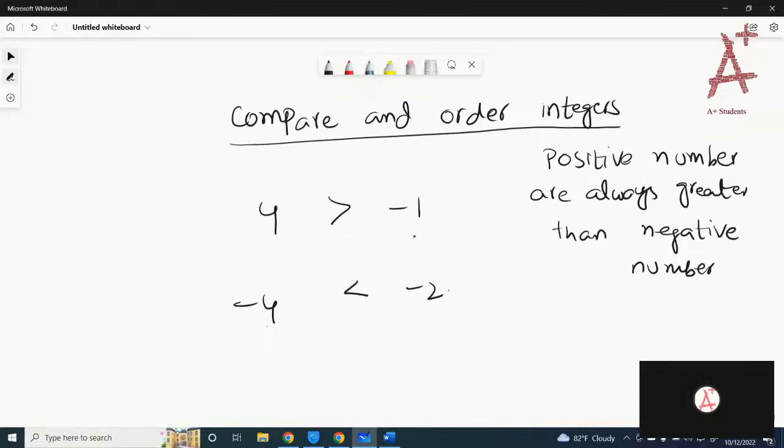Got it now? Because when you place both the numbers on the number line, here you have 0, 1, 2, 3, 4. So look, negative 2 is near to 0, but negative 4 is farther from 0. That means the one that is farther from 0 is smaller than the one that is near to 0. So negative 4 is less than negative 2. Got it now? Yes, it is less than.